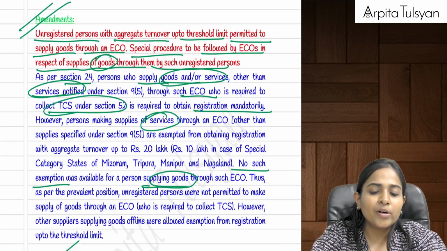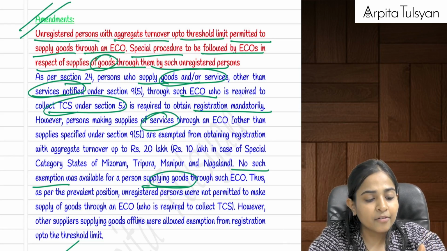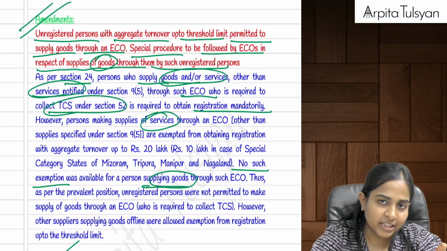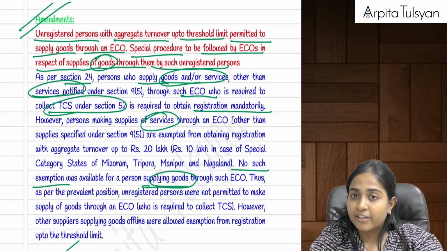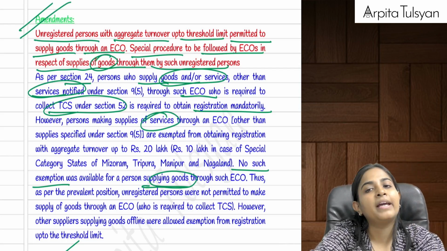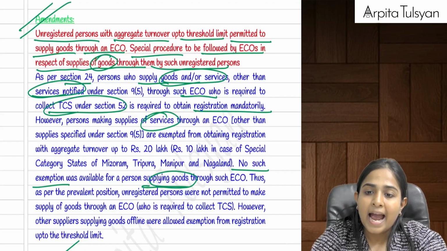Yes, for some points they have given the threshold limit. For example, for interstate services, handicraft goods, handmade goods, they have given the threshold. For CTP, they have given the threshold. For persons supplying goods or services through ECO, they have given the threshold. But for other points, you are not required to check the threshold at all.